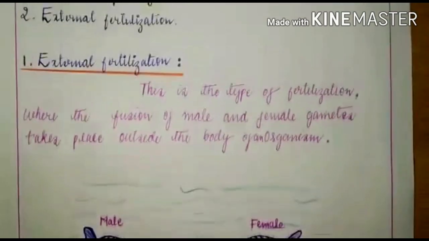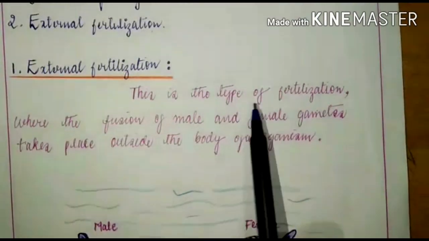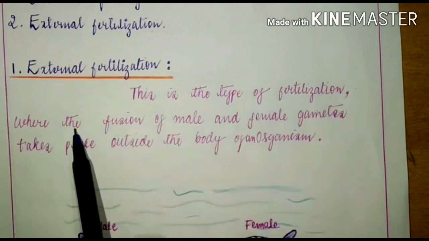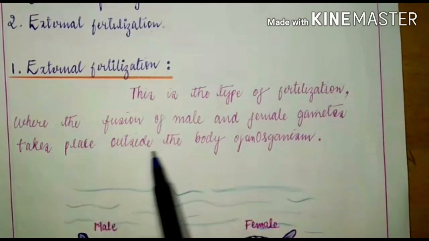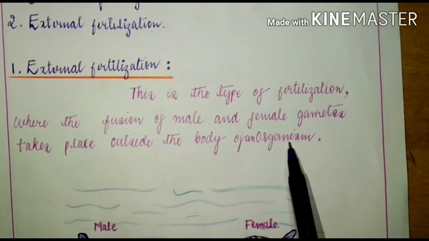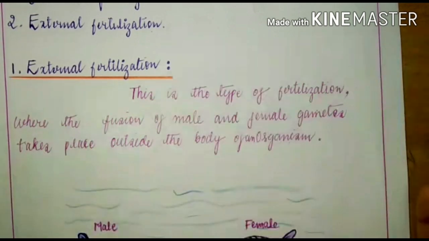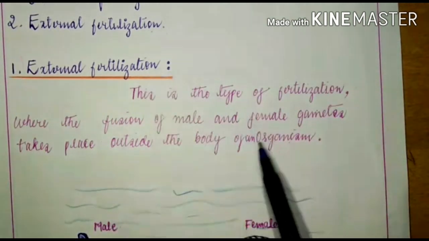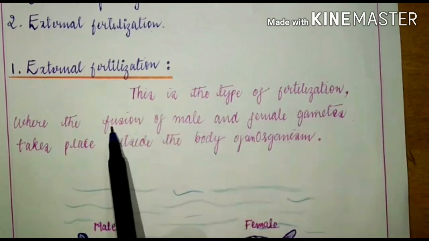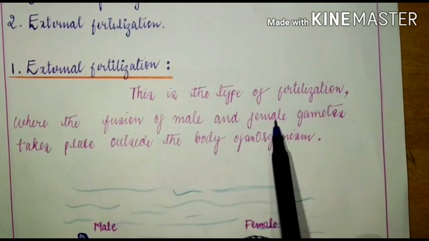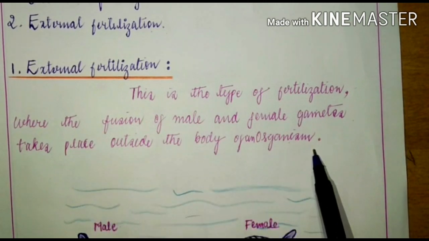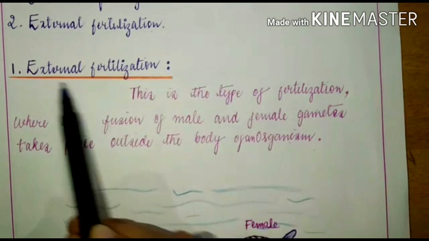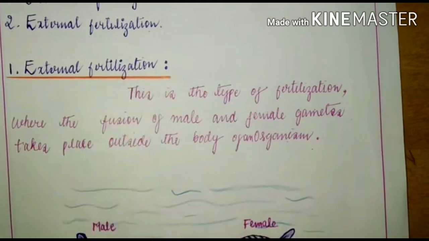So external fertilization is a type of fertilization where the fusion of male and female gametes takes place outside the body of an organism, right? See, external means what? Outside. Fertilization means what? Fusion of male and female gametes. So the fusion of male and female gametes is taking place outside the body of an organism. So we call this type of fertilization external fertilization.